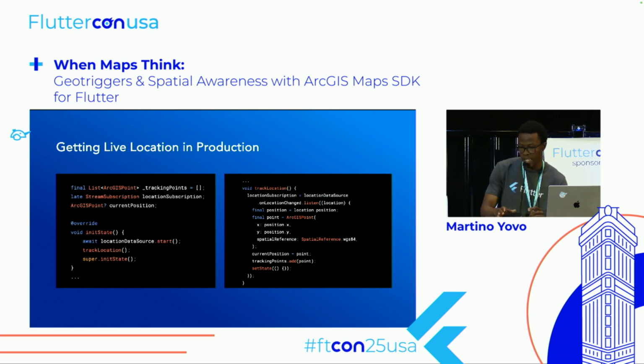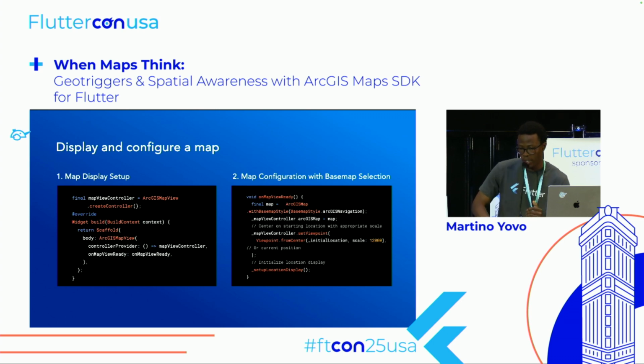So yeah, now you can also track all these points. So you can have a list. In my case, I have a list of ArcGIS points. So you can have this list and use it now to create a route on your map.